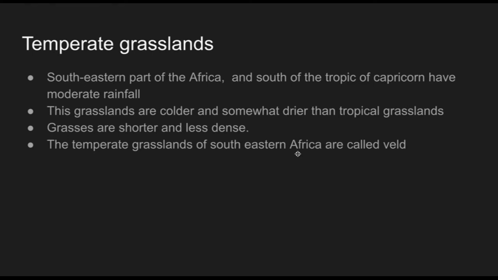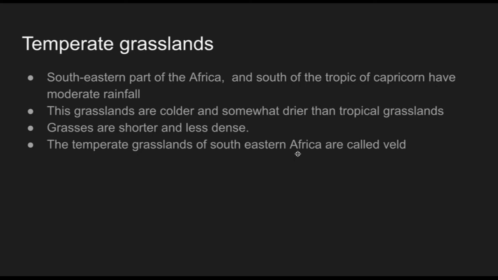Well, the specialty of veld grassland is that some places are colder and somewhat drier, and the short grasses are shorter and less dense. These areas, or that type of temperate grasslands, are called veld. So these are the vegetation of Africa.